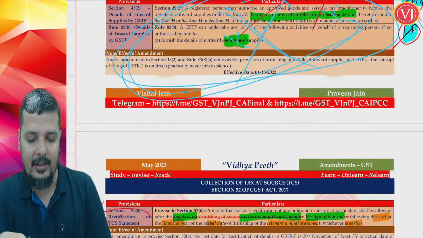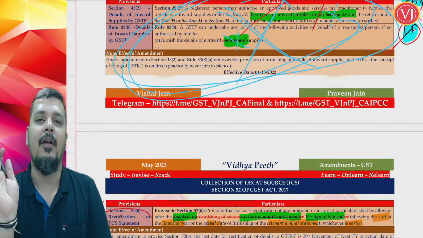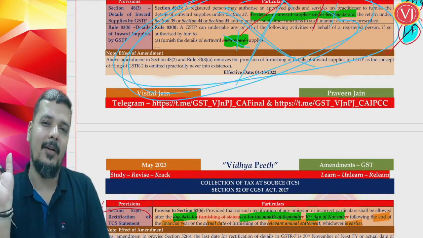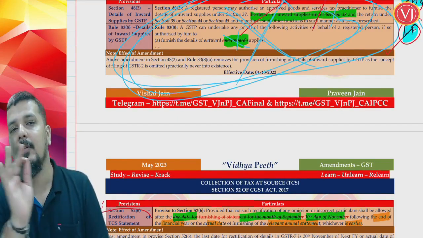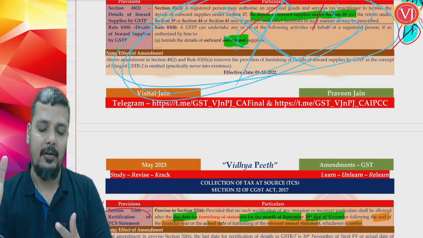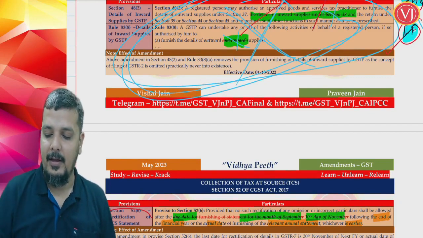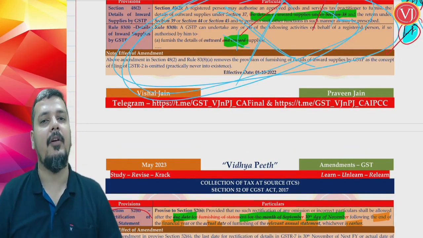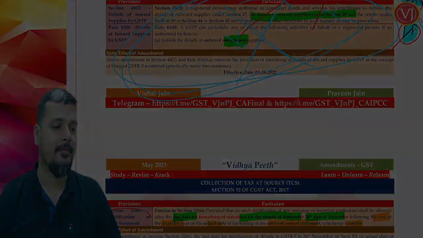The moment you see any correction amendment, what I've done is I put a cross mark just to make you understand that it's a mere correction. Don't worry about it. Focus on the other provisions that we have discussed. So that is all about the amendments in the return filing chapter.